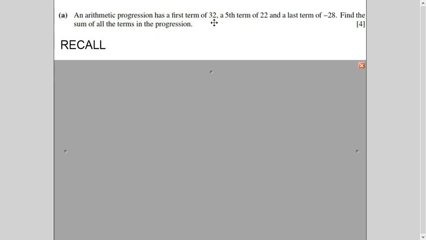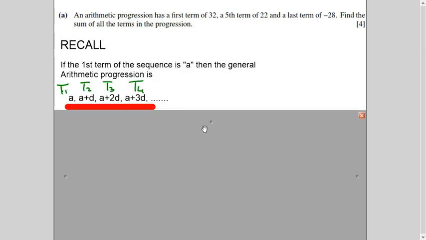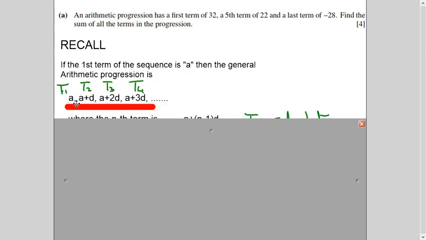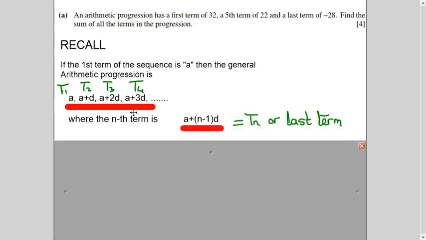Now, how many terms are here? We don't know, right? So let's recall a few formulae first of all. Number one is a, a plus d, a plus 2d, a plus 3d. You know this is the general arithmetic progression. And in general, if we have to find any nth term, we write a plus (n minus 1)d. Why? If you see, this is the fourth term, what is written here? 3d. Third term, 2d. Second term, 1d, right?